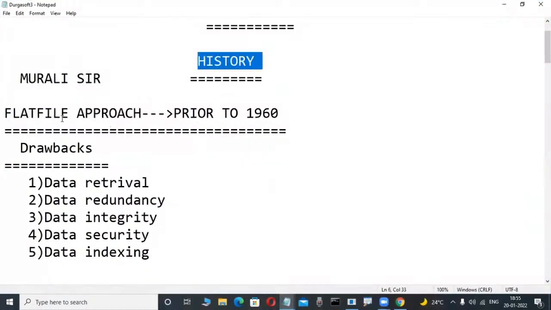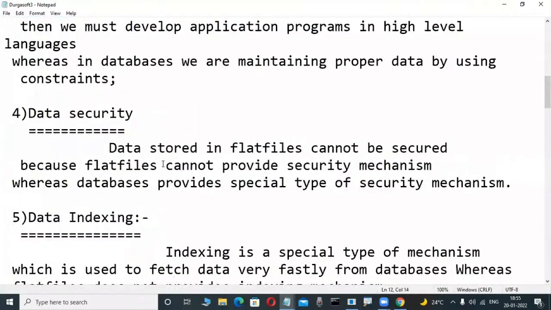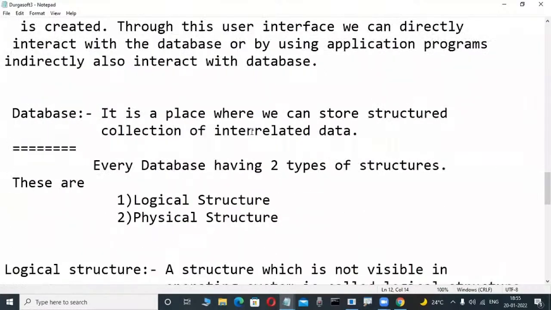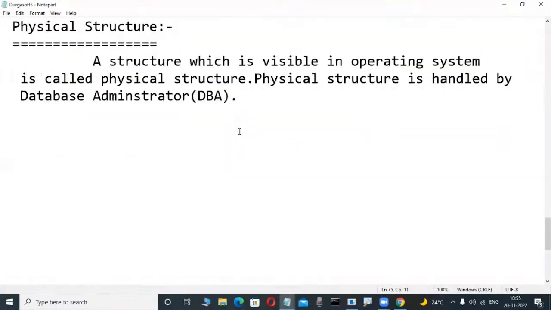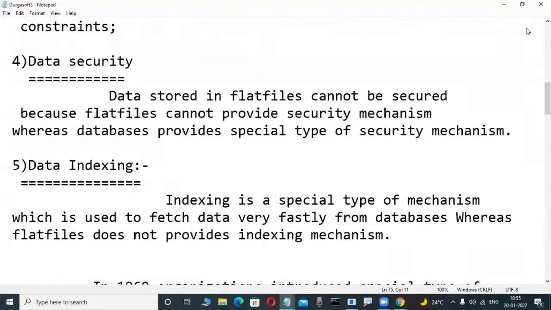In the olden days, a flat file approach was there. What are the drawbacks, we will learn in the middle of the course. Then what is a database? What are DBMS and RDBMS, and what are the differences? These are all things we are learning one of these days.